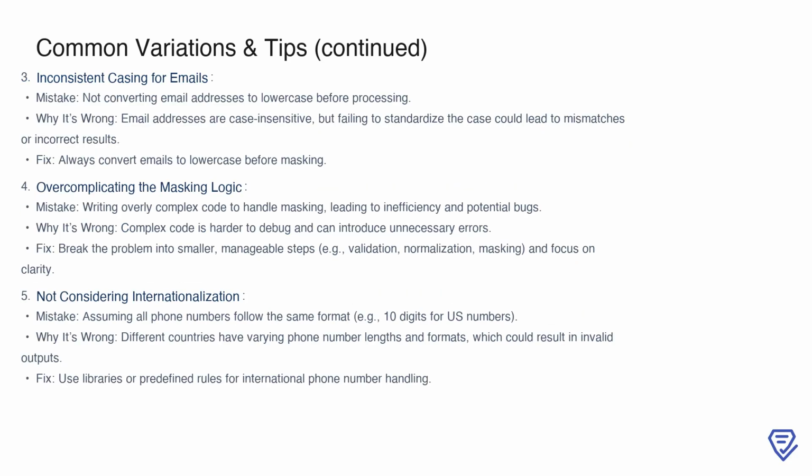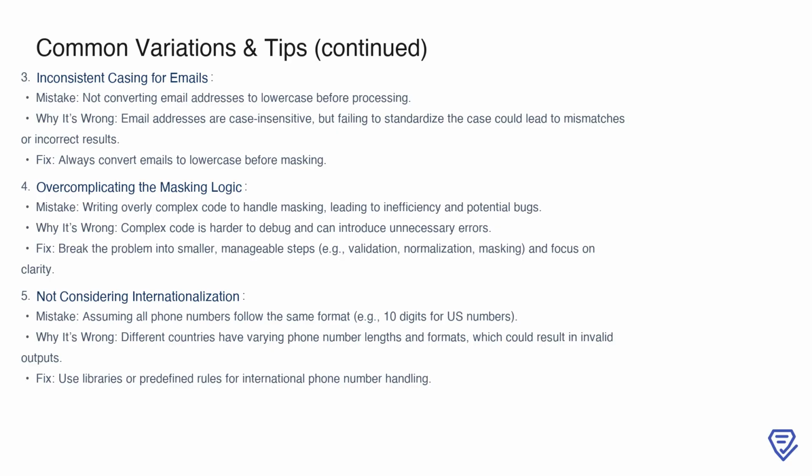Another mistake to watch out for is inconsistent casing when working with email addresses. Email addresses are case-insensitive, but if you fail to standardize the case by converting everything to lowercase, you might encounter mismatches or incorrect results. The fix is simple: always convert emails to lowercase before masking them.